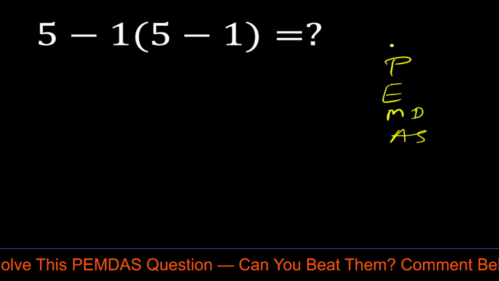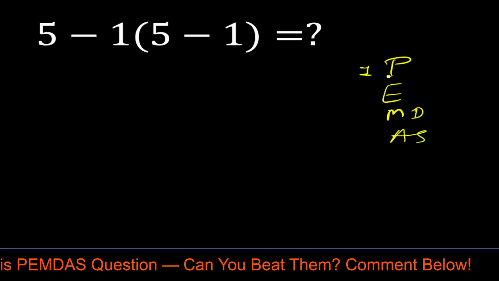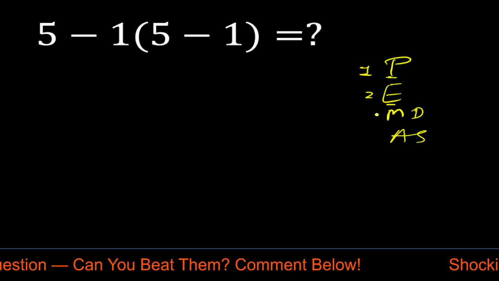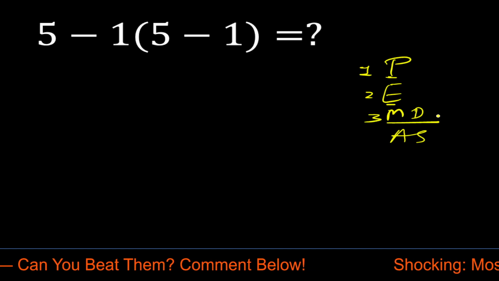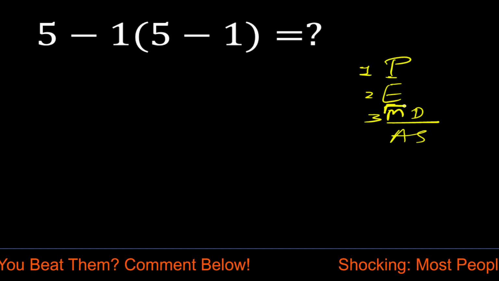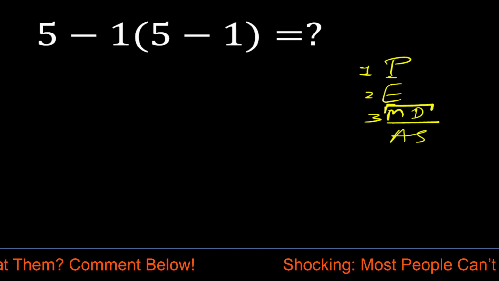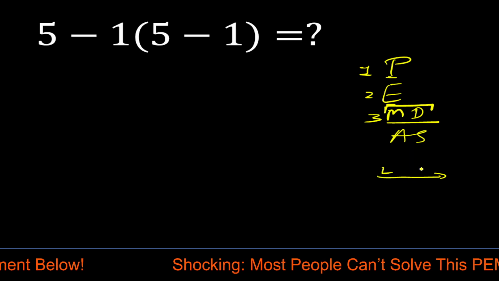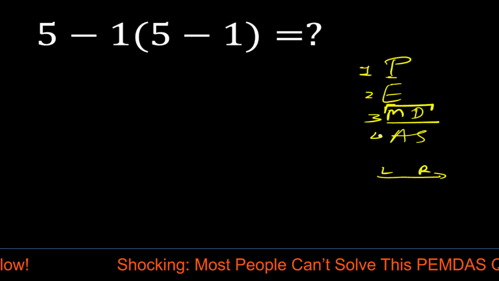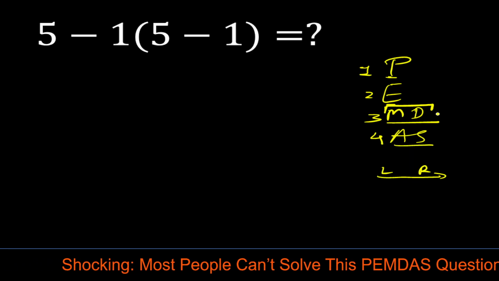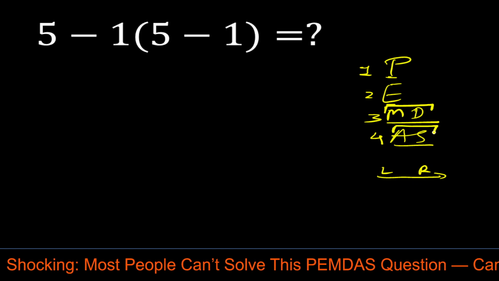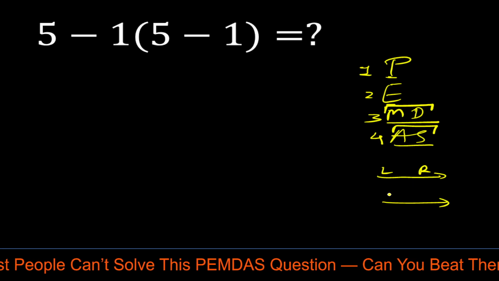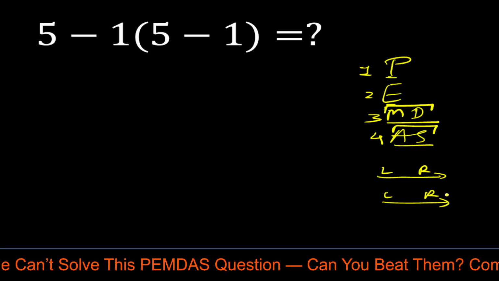P-E-M-D-A-S. According to PEMDAS rule, first priority is parentheses, then second priority is exponents, then third priority is multiplication and division. Here multiplication and division both have equal priority, so we have to solve it from left to right. Then fourth and last priority is addition and subtraction. Also addition and subtraction both have equal priority, so we have to solve it from left to right.